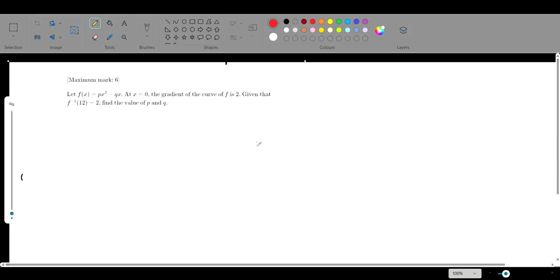We have the function given, f(x) equals px cubed minus qx. Find the value of p and q.